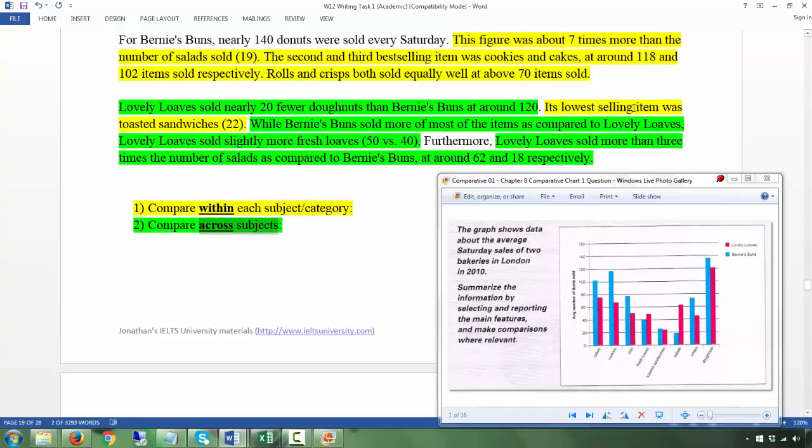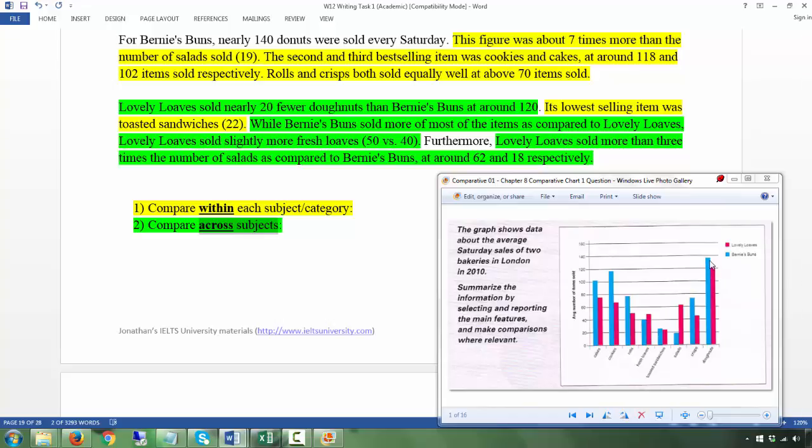All right, it's lowest, then I compare within, because when you say it's lowest, you're comparing within the subject being Lovely Loaves. Its lowest selling item was toasted sandwiches, 22. While Bernie's Buns, now I compare across again. While Bernie's Buns sold more of most of the items as compared to Lovely Loaves, because if you look at all this, Bernie's Buns sold more of almost all items. Lovely Loaves sold slightly more fresh loaves.